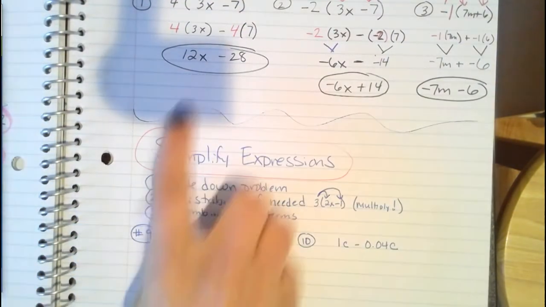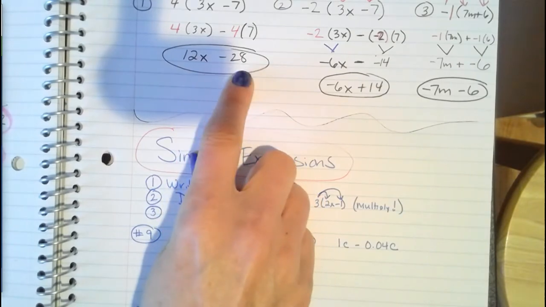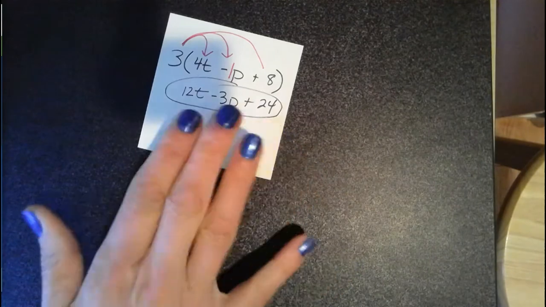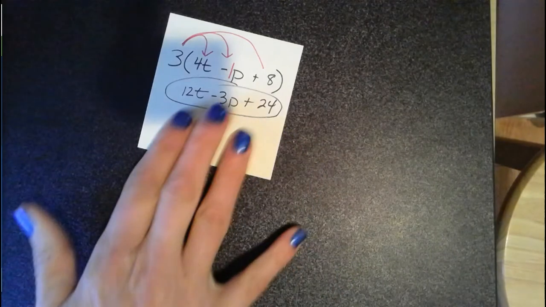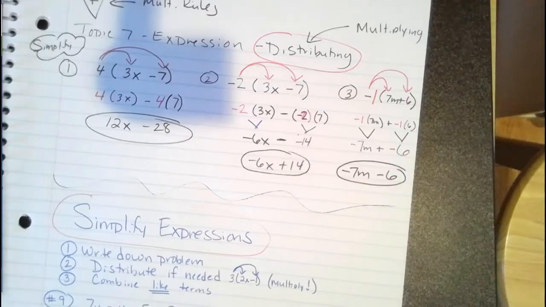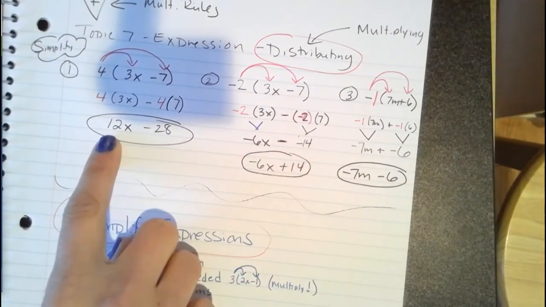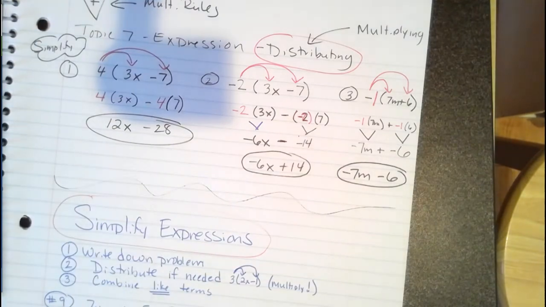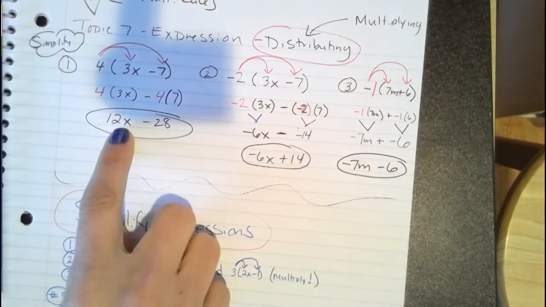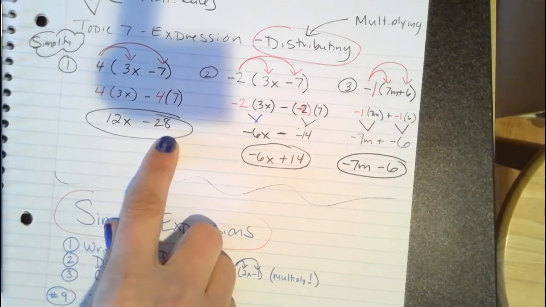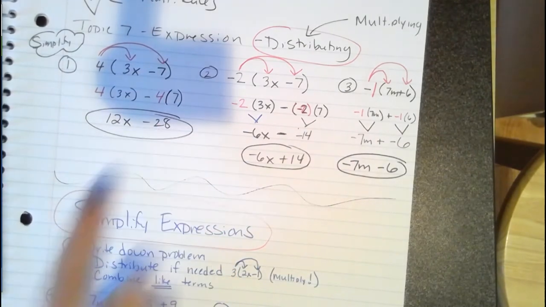Notice our answers have different parts to it, have 2 different terms to it. Sometimes they may even have 3 different terms to it. Here was a problem that we did in the distributing lesson that had 3 terms to it. Some of you are still trying to combine too much together. We need to stop when we have distributed and combined anything together that looks the same. 12 times an unknown can't be combined with a negative 28. This is an unknown amount, and this is negative 28.